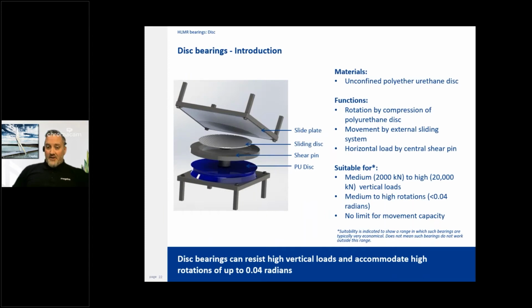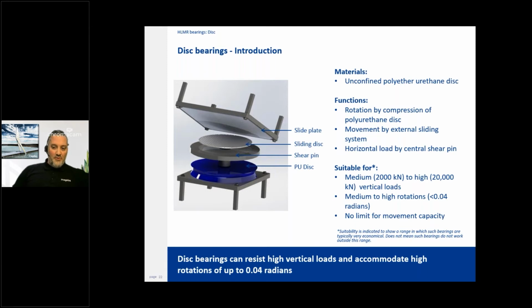And disc bearings, like I said, are similar, very top and very bottom, to a pot bearing, but in the middle is the difference. Actually similar with the sliding disc here, PTFE. The way that the vertical loads are transferred is through this PU disc component, and it's harder than the elastomer used in the pot by a significant amount because it's uncontained, so it has to transfer all the force itself.